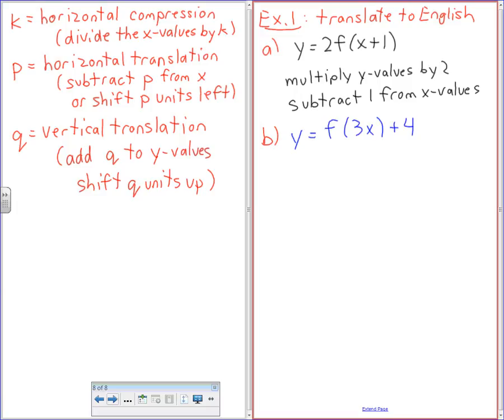Can somebody guess what that 3x means inside the brackets? Close, but no. Divide the x size by 3. Okay? Anything inside the bracket is opposite. So that's like a compression, right? If you were to multiply it by 3, it would be a stretch. Okay, so 3x would be a compression.